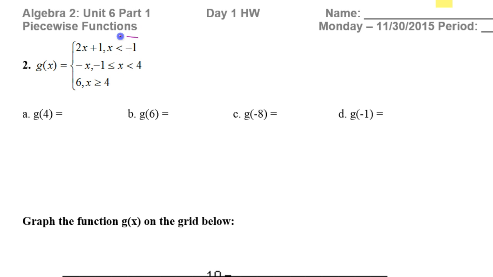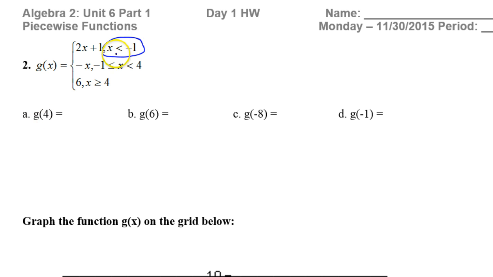Now the domain, which you can see here, I'm circling the domain. This tells you when to use which part of the piecewise function. All right, which x values you're going to be using which function. Okay, so these values that are in the parentheses, these are x values. So if x is 4, which one of these 3 situations are we in?